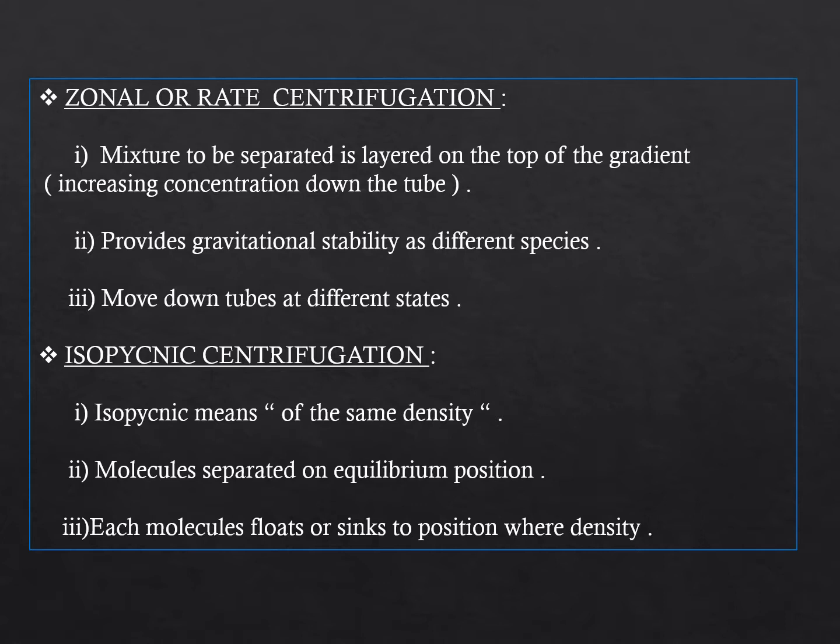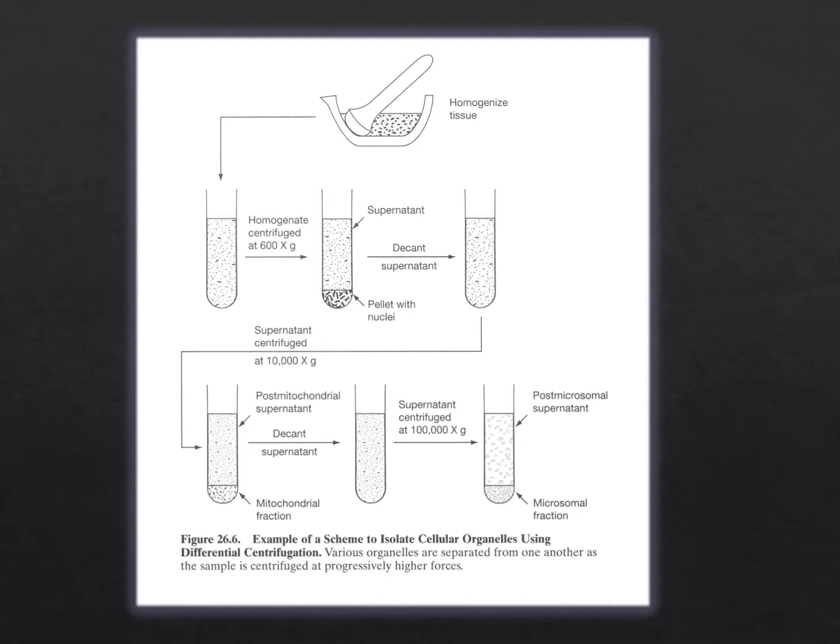Isopycnic centrifugation. Isopycnic means of the same density. Molecules are separated at their equilibrium position. Each molecule floats or sinks to the position where the density matches its own. This is an example of a scheme to isolate cellular organelles using differential centrifugation. Various organelles are separated from one another. The sample is centrifuged at progressively higher forces.